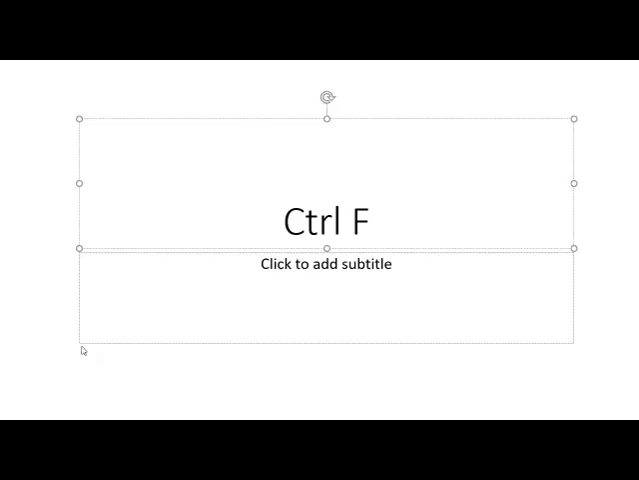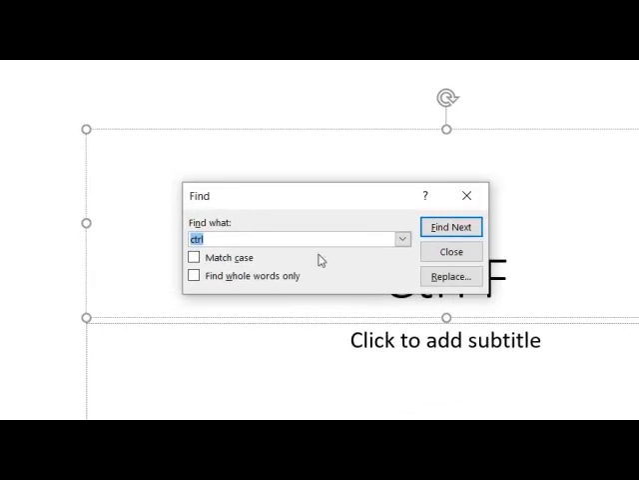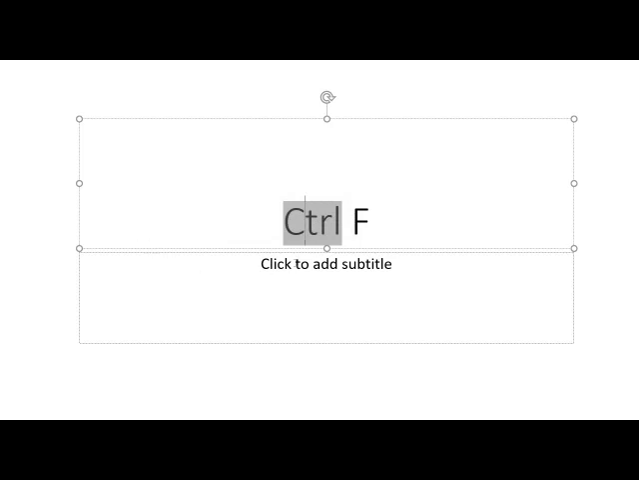Control F opens the Find dialog box. You may tick whether it's a match case or find whole words only. You just type the text that you are searching on the slide and then click find next. Close the dialog box, then you will see on your slide that the text is now highlighted and the placeholder is already selected.